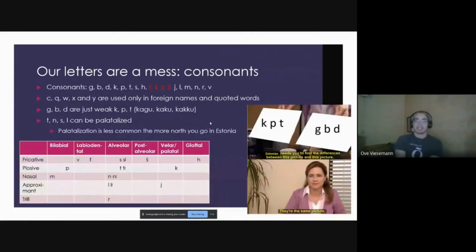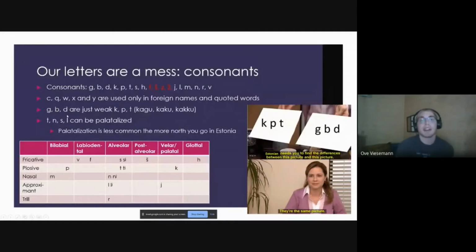Then our letters are nice. Consonants. Our consonants go like this. G, P, D, K, P, T, S, H, F, Š, Z, Ž, J, L, M, N, R, V. So F, Š, Z, and J, we pronounce these three basically the same because F, Š, Z, and J are only used in loanwords and names. And then C, Q, W, X, and Y, which are pronounced as C, Q, kaksis V, X, and Y, are used in foreign names and coded words.